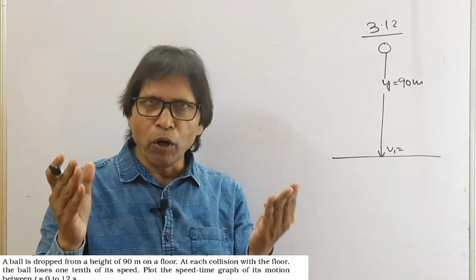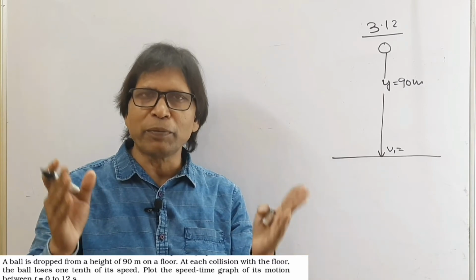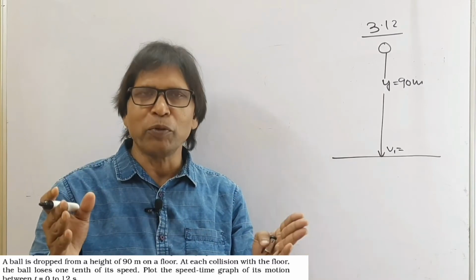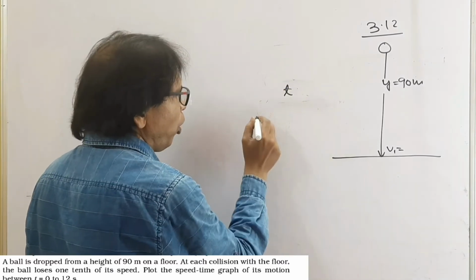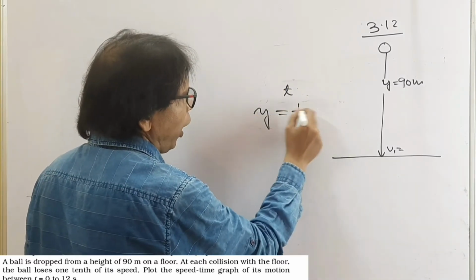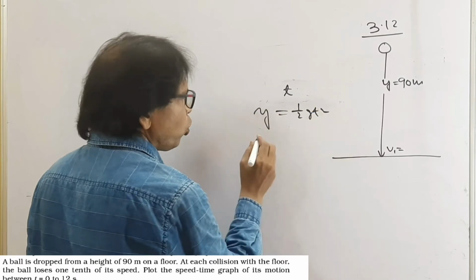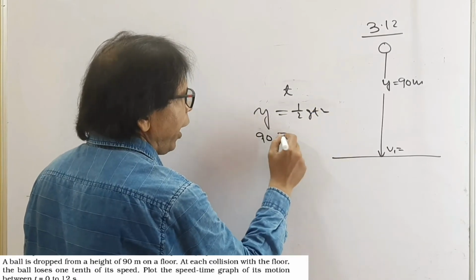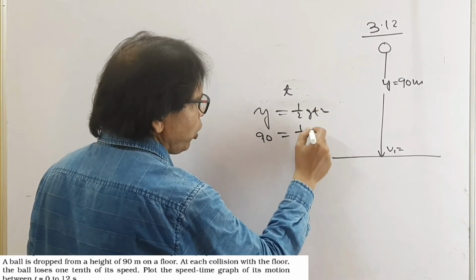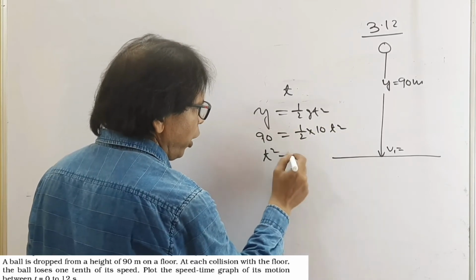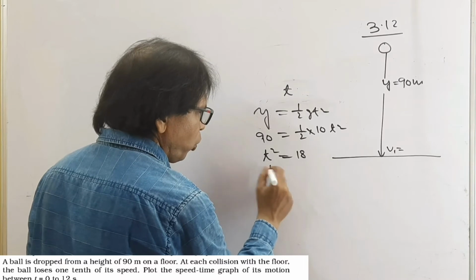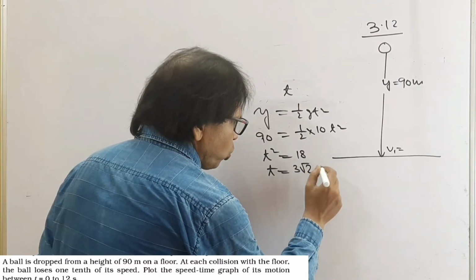ground the ball loses 1/10 of its velocity. We have to draw the velocity time graph. If t be the time of fall, then y is equal to half g t square. So look at this, this is the 90, and now this is half into 10 into t square. So t square equals 18, therefore t equals 3 root 2 second.